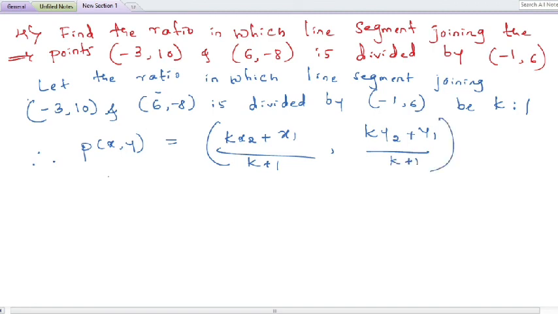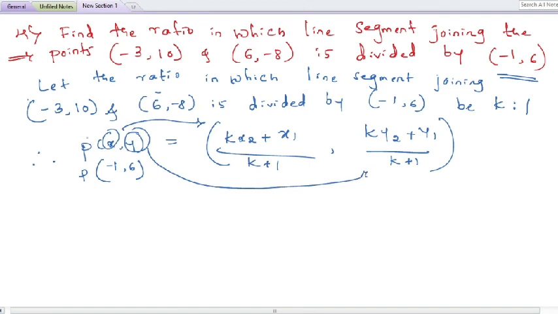So, here what is given? P of x comma y means what here? The value is minus 1 comma 6, that is P of minus 1 comma 6 is given. So, consider only one. If you consider the x value, then this one is equal to this one. If you consider the y value, this one is equal to this one. You can take any one. So, I will take the x value. Therefore, x is equal to k x2 plus x1 divided by k plus 1.